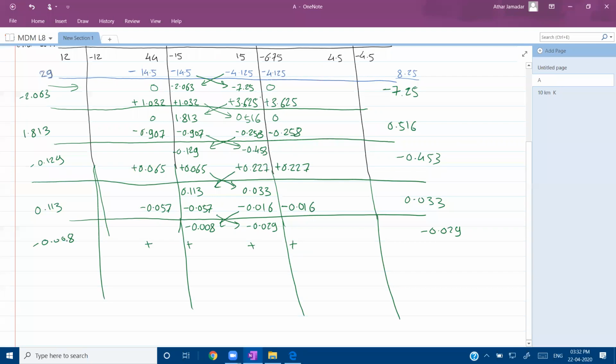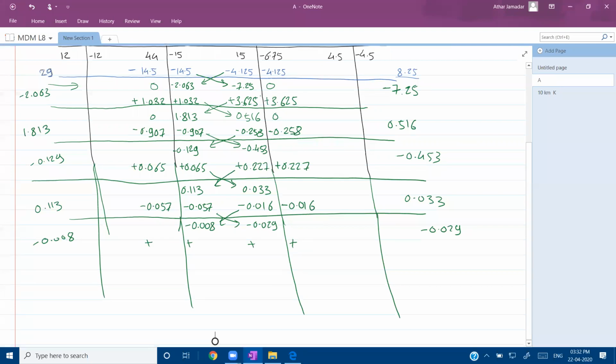0.008 into 0.5, so 0.004, 0.004 and 0.029 into 0.5, it is going to be 0.015 and 0.015. There is one query, let me handle this.